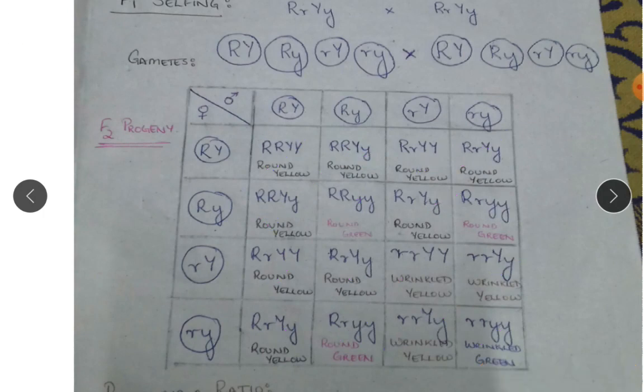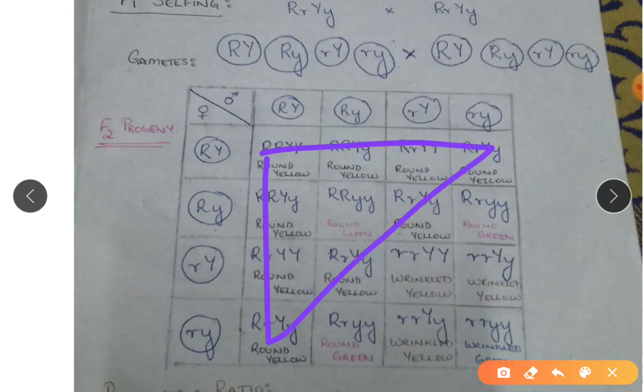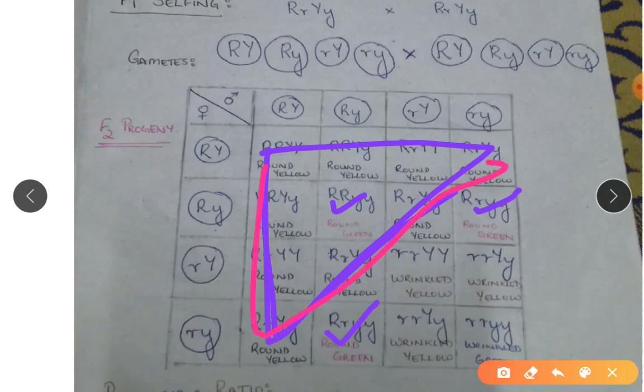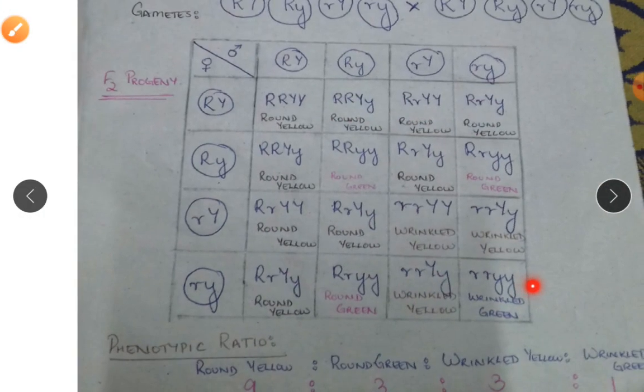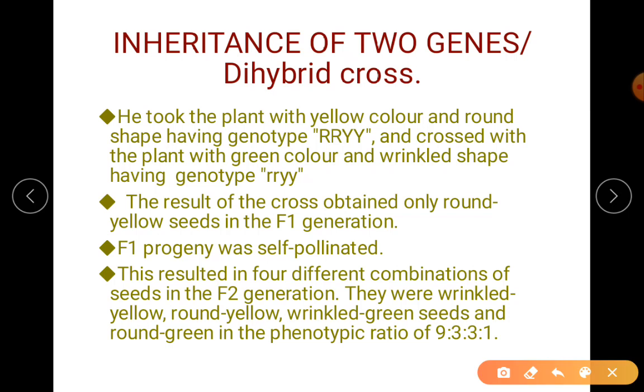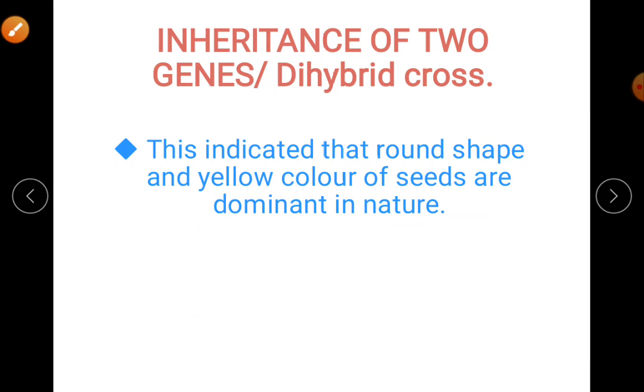So remember that triangle I had shown. Together this is 9, this is 3. So round and green is 3. Round and yellow is 9. Then wrinkled yellow is 3. And finally the wrinkled green, which is 1. So that is what is given in your textbook already. You can follow that. This is the explanation. You can go through it in your own time and include that.